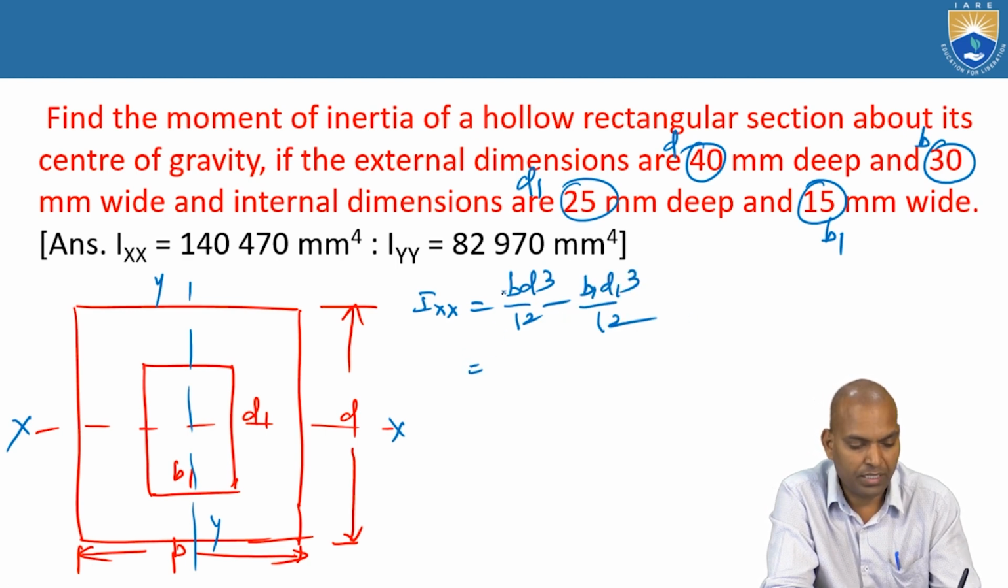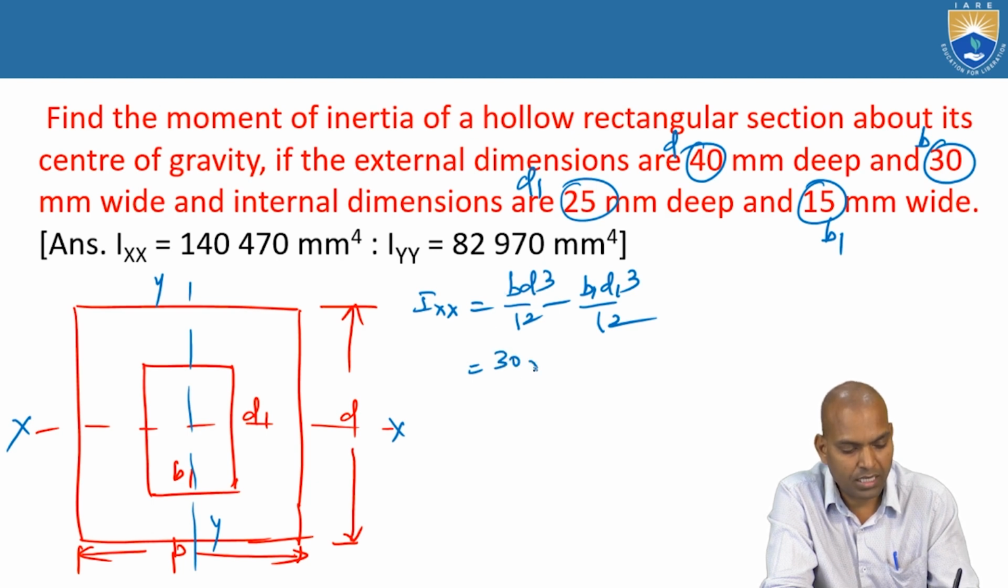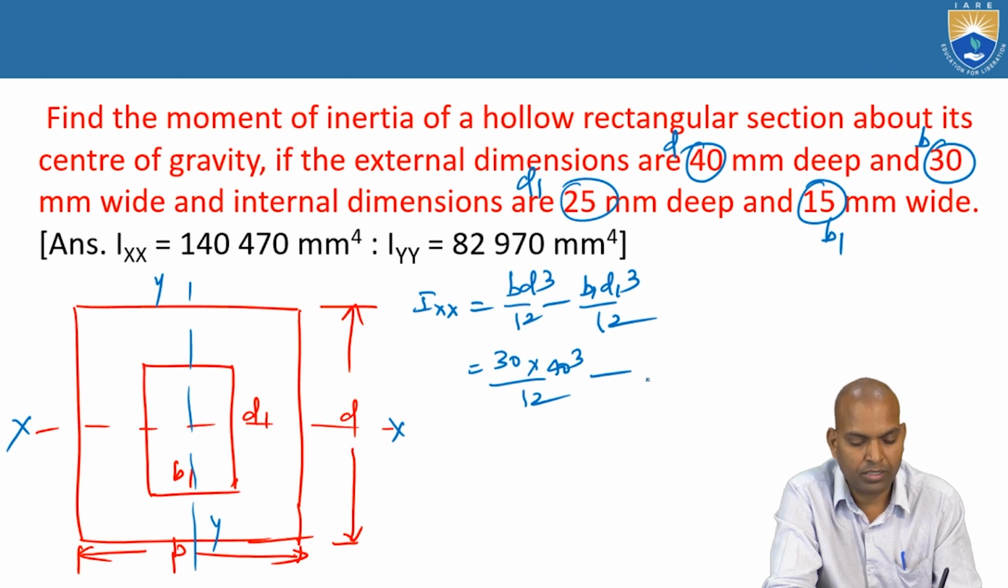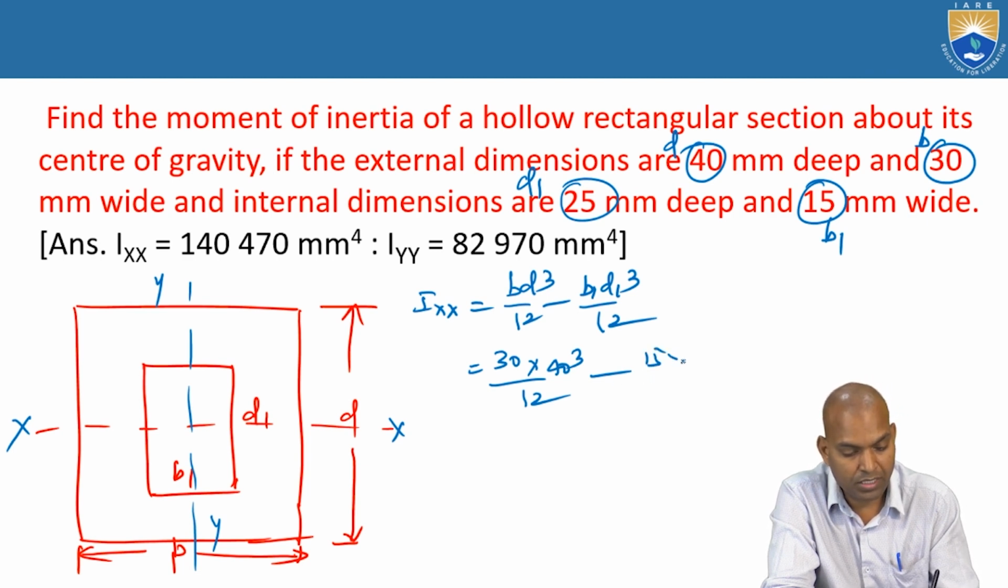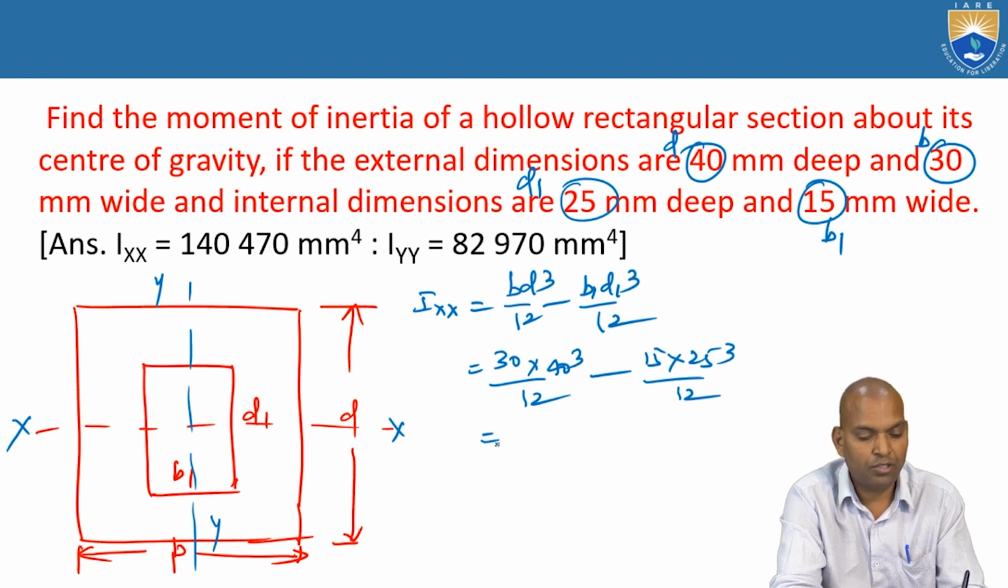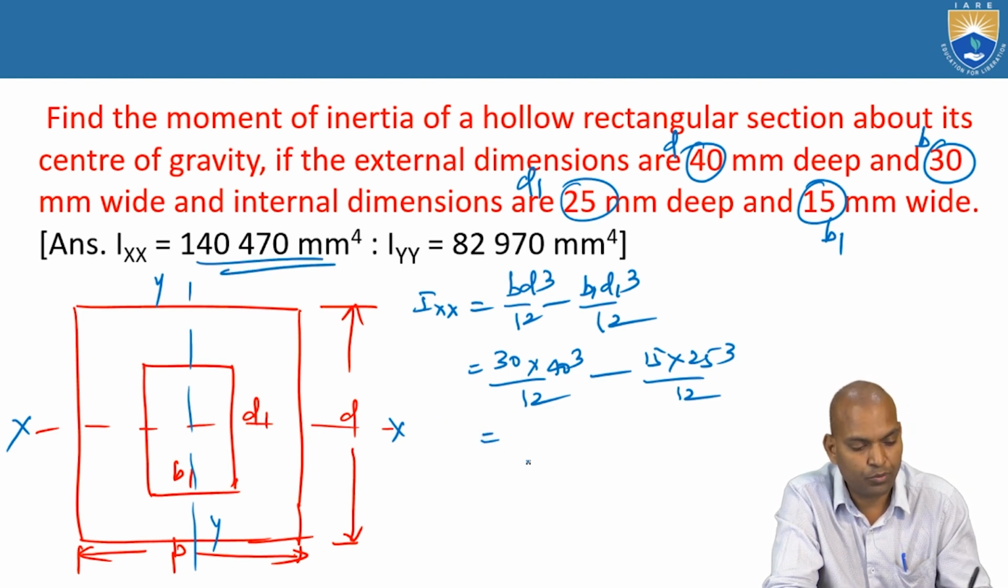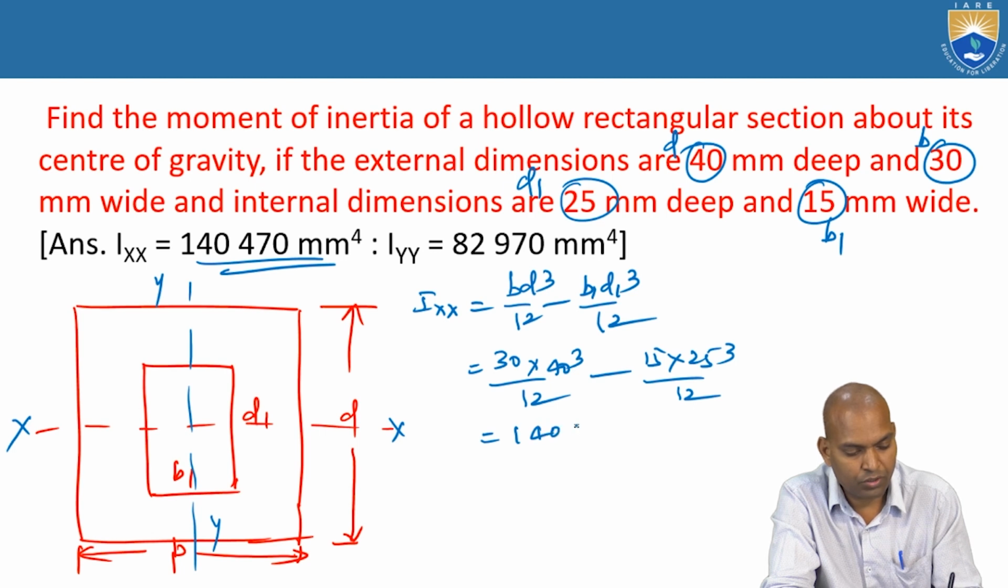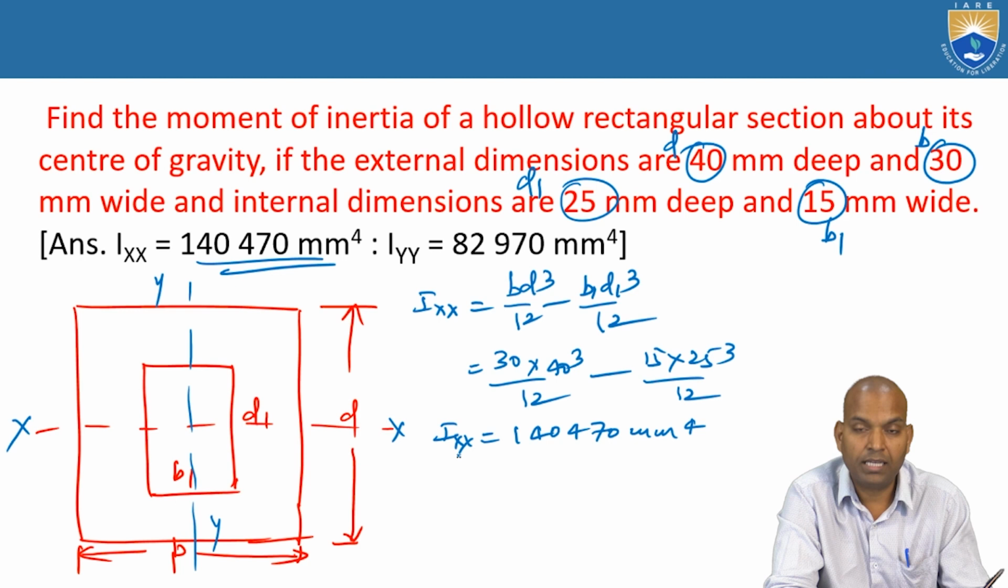Substitute the B value, that is 30, and D value, that is 40, cube by 12, minus B1, that is 15, times D1, 25 cube by 12. Then the IXX value becomes 140,470 millimeter power 4. This is IXX.